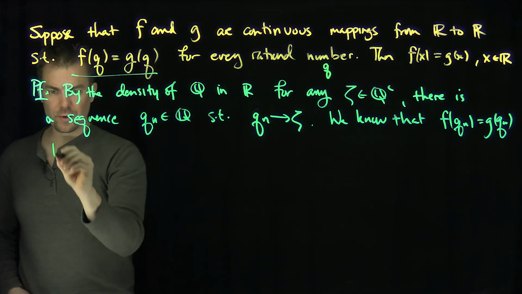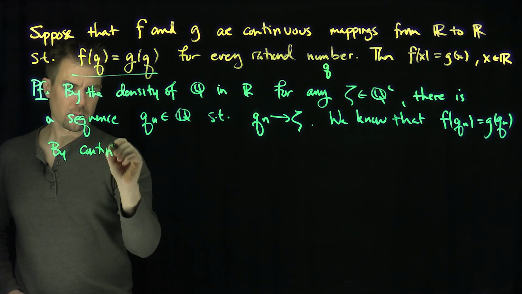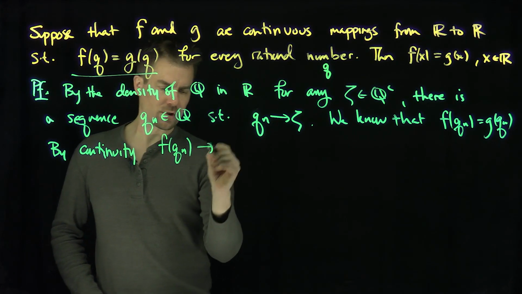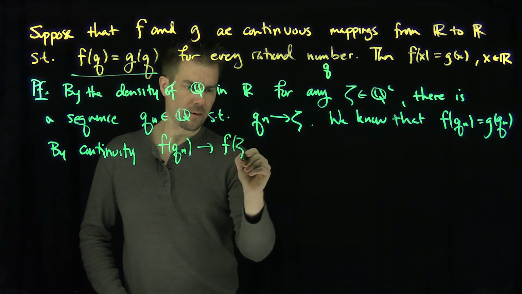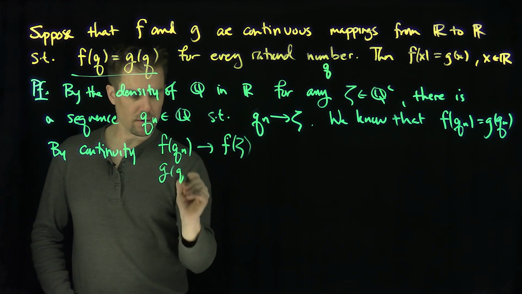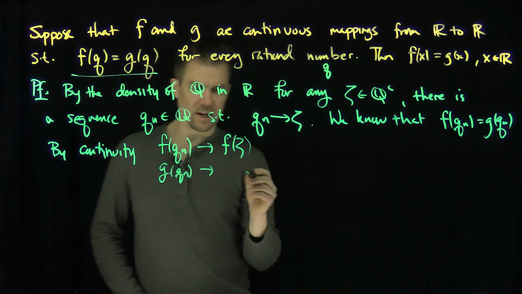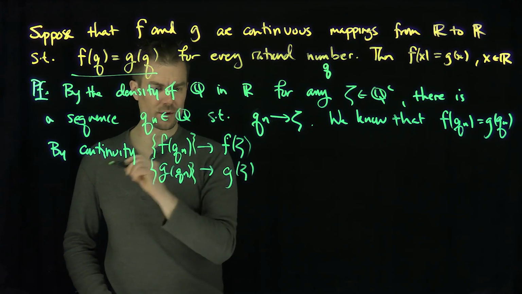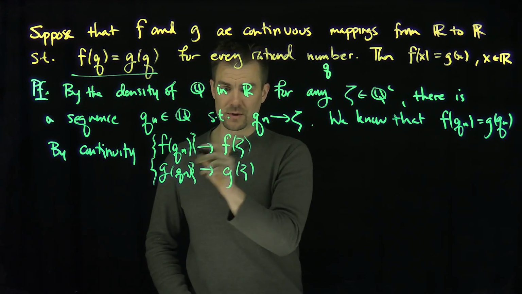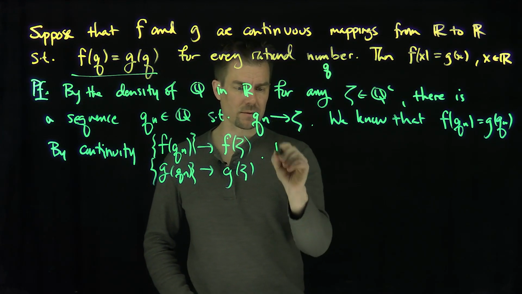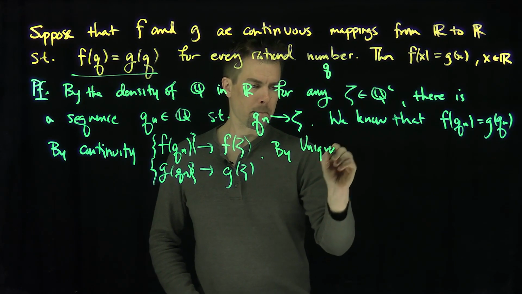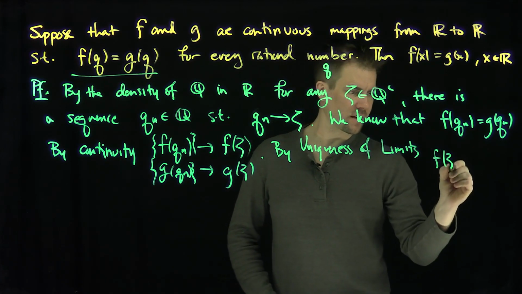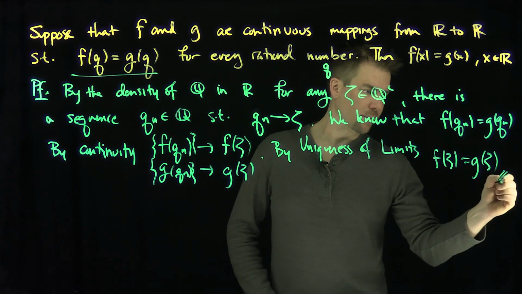All right, so now, by continuity, we have that f of Qn converges to f of zeta, and g of Qn converges to g of zeta. But these sequences are the same sequence. So the conclusion, therefore, is that the sequence converges to f of zeta and g of zeta by uniqueness of limits. We have that f of zeta is equal to g of zeta. And that's the proof in this case.